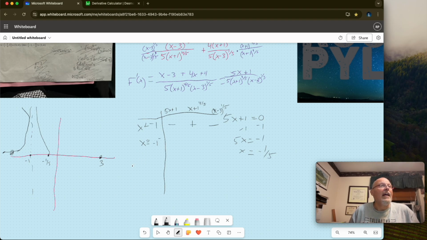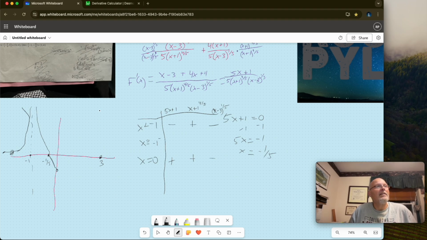Now let's look at x equals 0, because that's always nice. 5x plus 1 will be positive. x plus 1 will be positive. And x minus 3 will be negative. Okay, so that makes sense. So we're coming through to here.